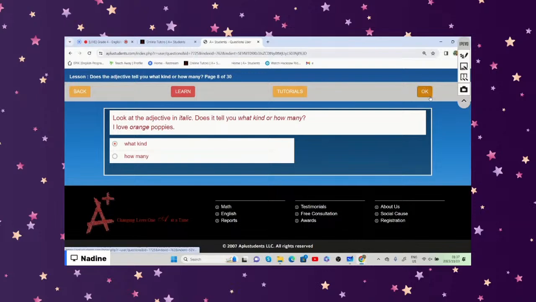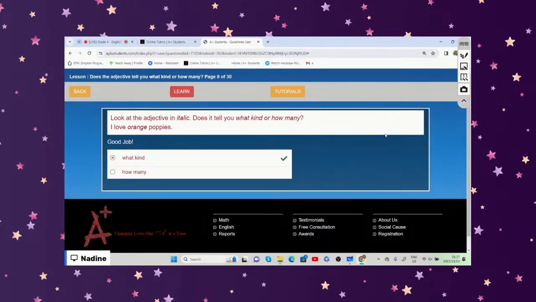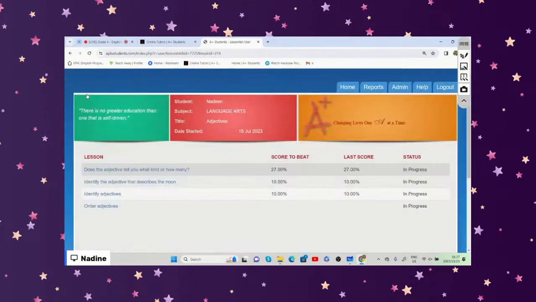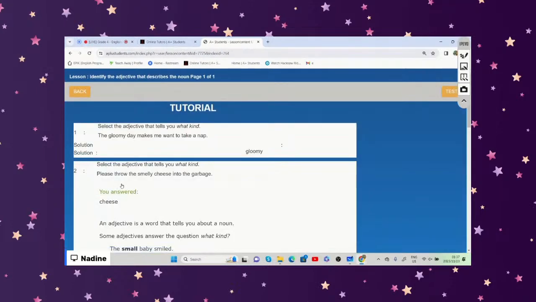So they tell us what kind. So it's orange poppies. What kind of poppies? Orange poppies, right? Now we're going on to describing our noun. We're going to describe our noun. So identify the adjective that describes the noun.